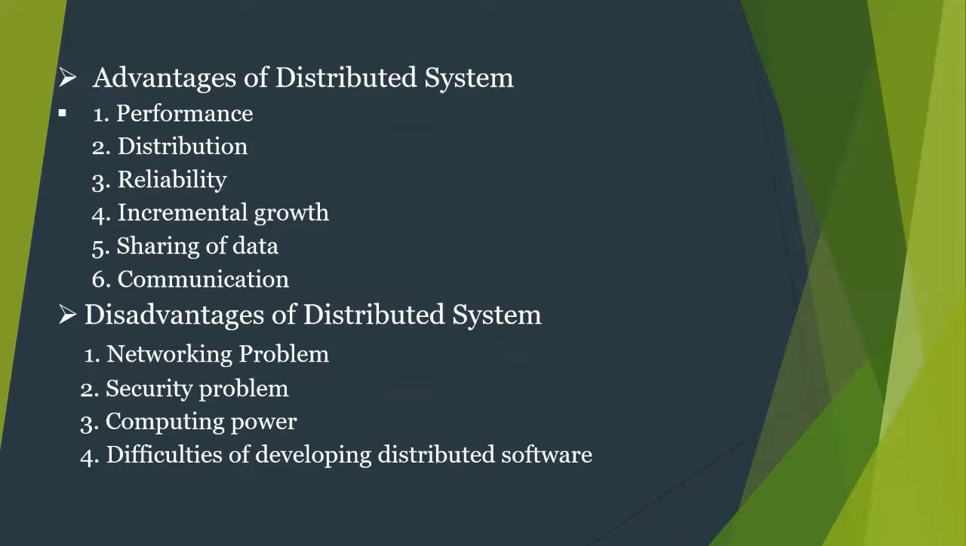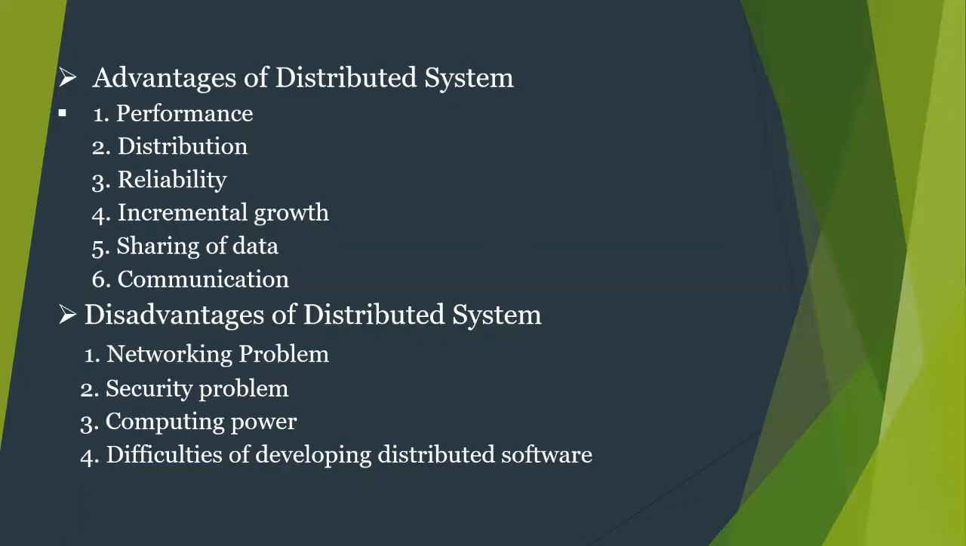So what is performance? Often a collection of processors can provide higher performance than a centralized computer. Then distribution: many applications involve, by their nature, spatially separate machines, like banking, commercial, and automotive systems. Then reliability, or you can say fault tolerance. If some of the machines crash, the system can survive, because a distributed system is not a centralized system. If the central machine fails, then automatically all machines can't survive. Here, if any one machine fails, the remaining machines can work properly in a distributed system.